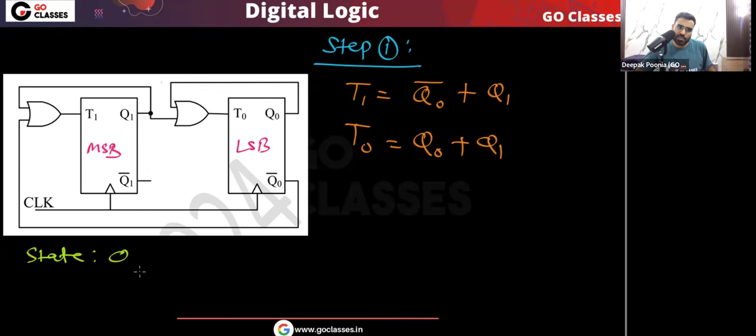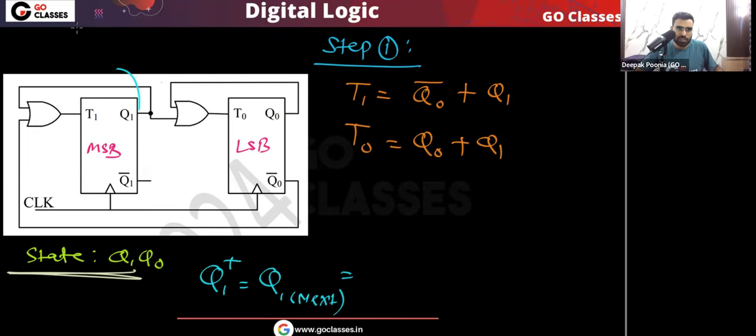State is represented as q1 q0. You can notice one thing: for this flip flop, if I ask you what will be the next state, meaning q1 next, or q1 plus, what does this q1 plus mean? It means q1 next.